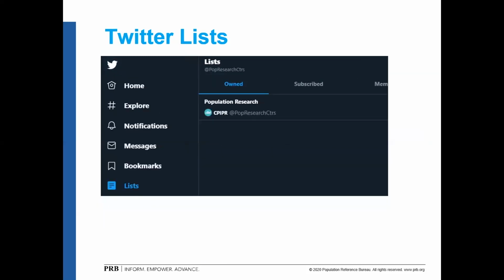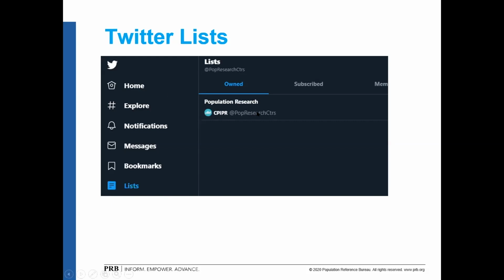Once you've created a list, if you go back again and click on this lists option in the left-hand nav, it brings up the lists that you personally have created or owned, any that you're subscribed to, and lists that you're a member of. So other people can add you to lists. I know a couple of demographers who have lists of lots of sociologists or researchers who are working on family planning and public health and reproductive health. So you may be a member of lists, or you may be subscribed to other lists.